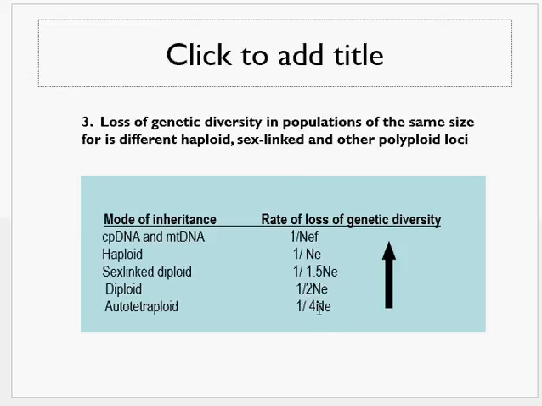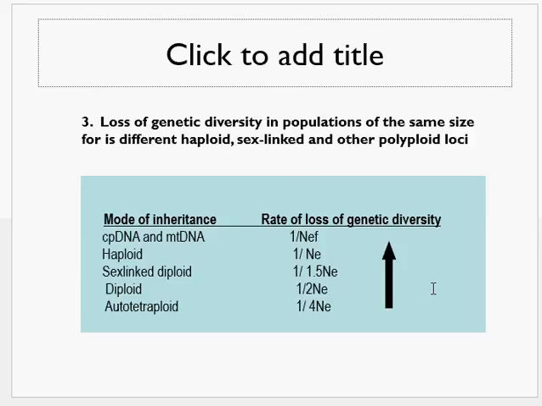All right, so the different forms of the genome of the organism also have a big impact on the rate of loss of genetic diversity. So diploids and tetraploids will maintain their genetic diversity longer than haploids and other organisms which have different forms of genomes.